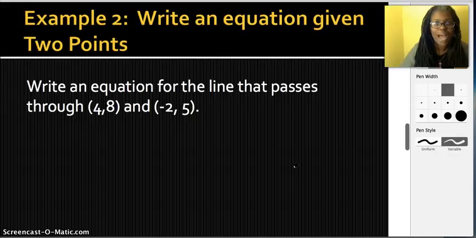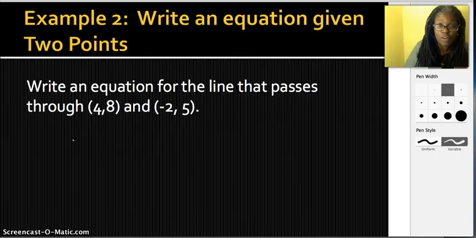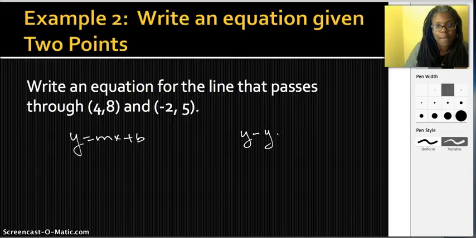So here we're going to write an equation given 2 points. Write an equation for the line that passes through these 2 points. Now, we were not told in this particular example which form of a line to use, so we have a choice. We could use y equals mx plus b, and we could also use point slope form, which is y minus y1 is equal to m times the quantity of x minus x1.